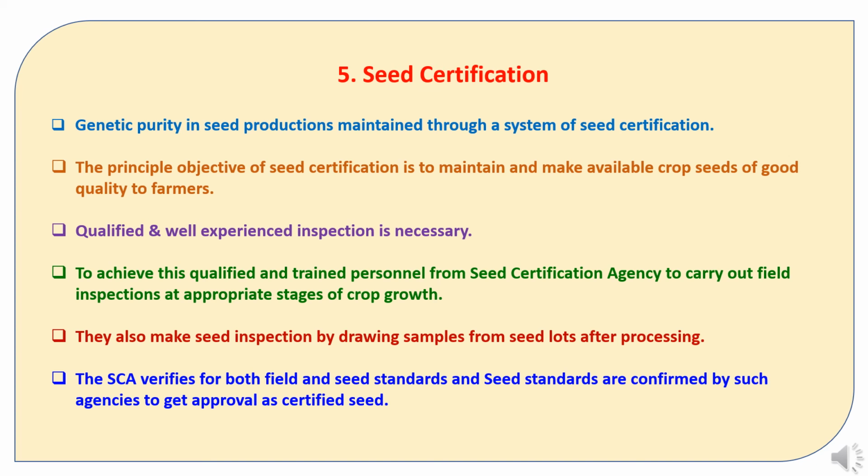There is a need for qualified and well-experienced inspection to maintain the genetic purity during seed certification. To achieve this, qualified and trained personnel from the seed certification agency carry out field inspections at appropriate stages of crop growth. They also make seed inspections by drawing samples from seed lots after processing. The seed certification agencies verify both field and seed standards, and seed standards are confirmed by such agencies to get approval as certified seed.